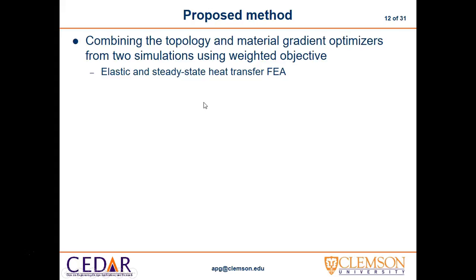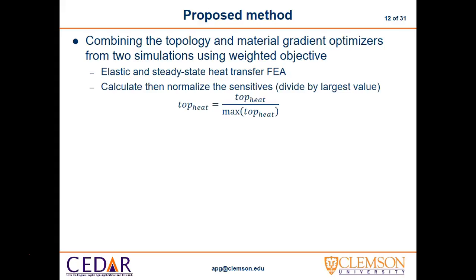In addition to that, something else that we want to do is this: a proposed benefit of gradient materials is that they can customize regions. However, I haven't really seen a whole lot of that in the literature. So in this example, we're going to combine two different types of simulations. We're going to do an elastic analysis and also a steady state heat transfer analysis of our domain and try to optimize for both of them.